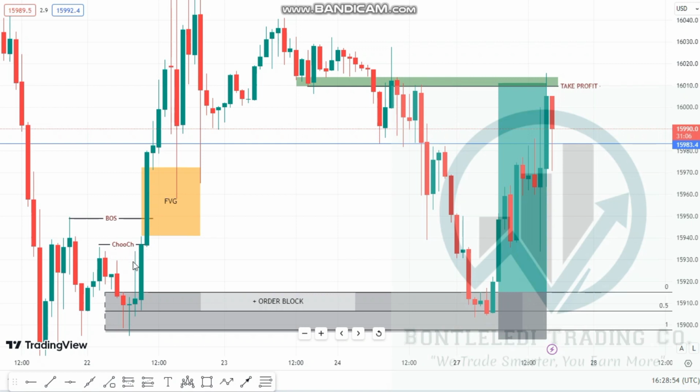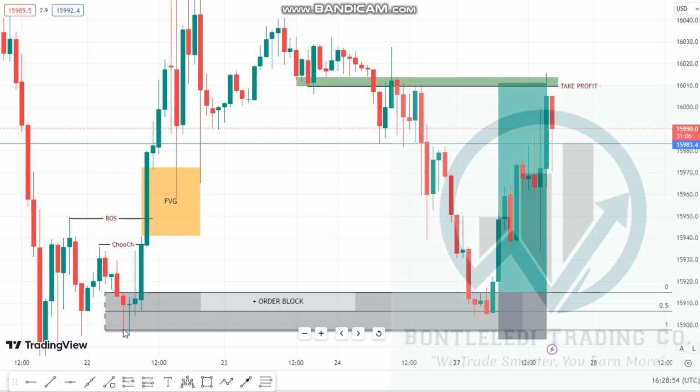The first thing I noticed, it went up, then I marked my change of character over here. The next thing, it broke out. This is the break of structure. A break of structure confirms continuation, right? I marked my point over here. Remember, an order block is the last candlestick or consecutive candlesticks in the opposite direction. So these were my last order blocks, but with me I look for the last candlestick, which was the last candlestick in the opposite direction.